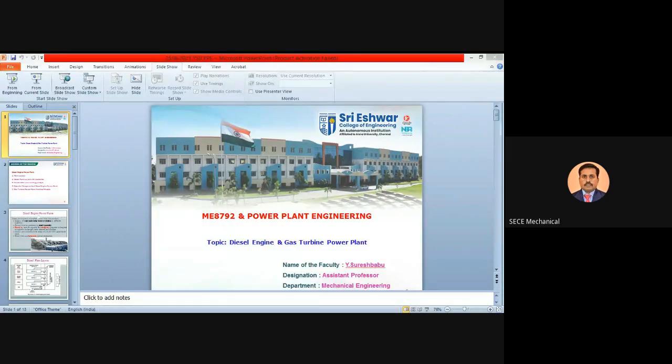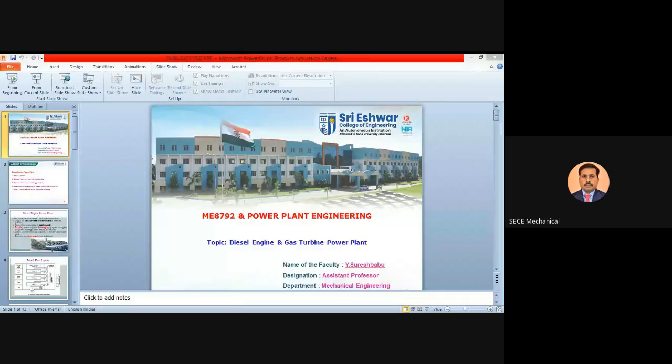Today, the price of diesel is around 90 rupees. Maybe a few months later it may reach 100 rupees. Now the petrol price is at 100 rupees. So the price of fuel keeps increasing. That is one of the drawbacks. But in other ways, if you compare with other power plants, the diesel power plant is very suitable. In a short time, you can easily produce the power. So these are some of the advantages of the diesel engine power plant.